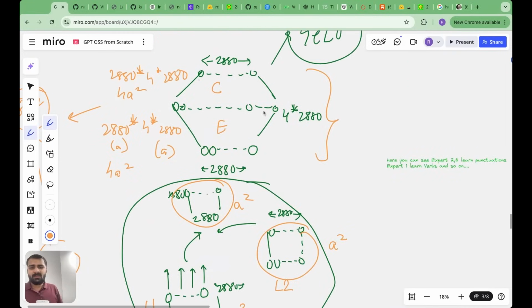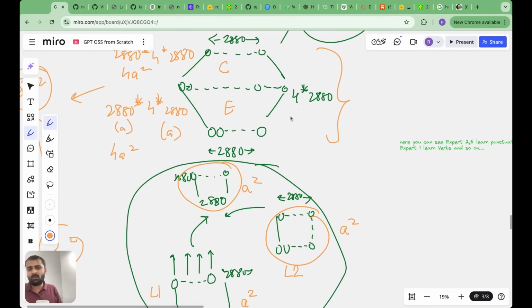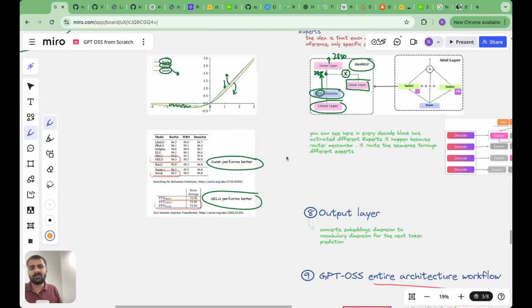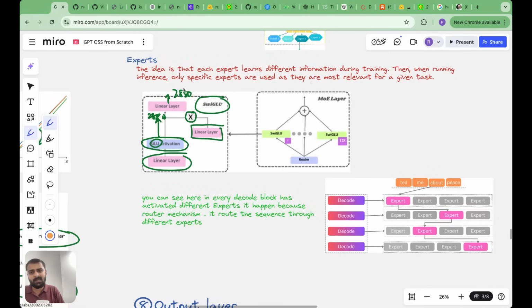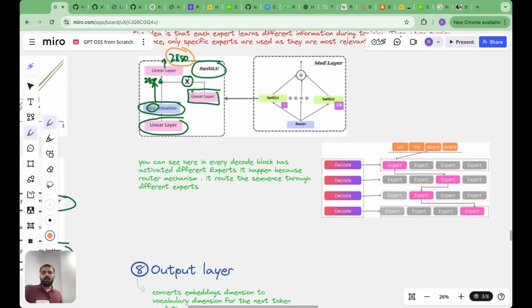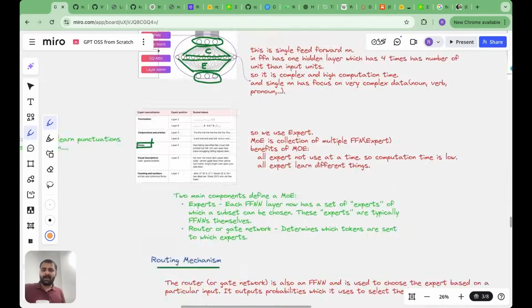So here the number of parameters increase because of this 4 times 2880. But here we don't have that factor of 4 in these modern architecture. So every expert looks like this. And whenever every token is given for inference, only 4 of such experts are activated. And then their output is pooled together. And the final output which comes out of this layer is still 2880 dimensional itself. Okay, so this is the mixture of experts layer and this is the routing mechanism.